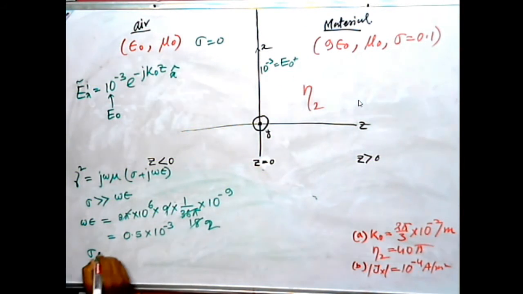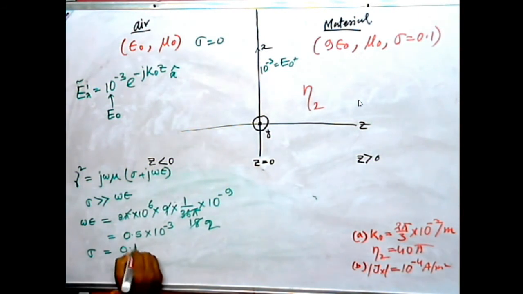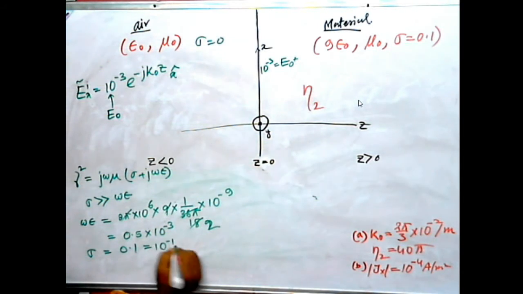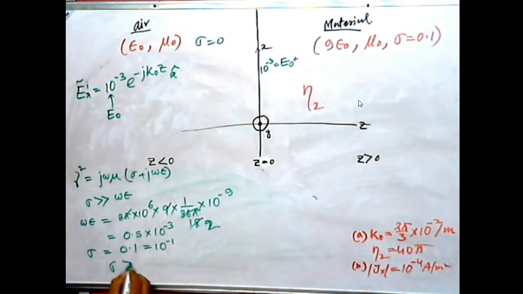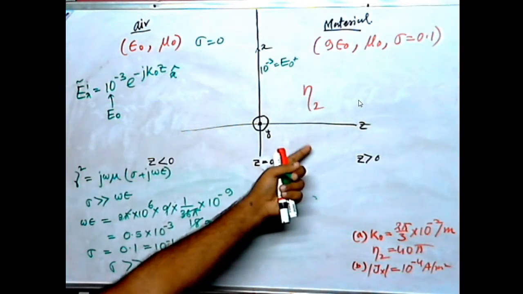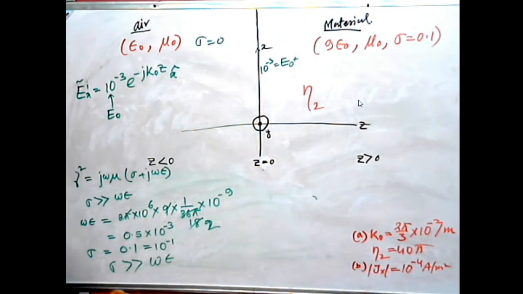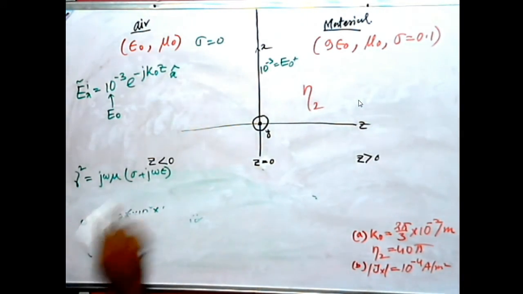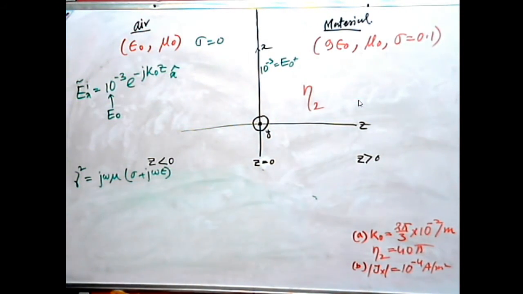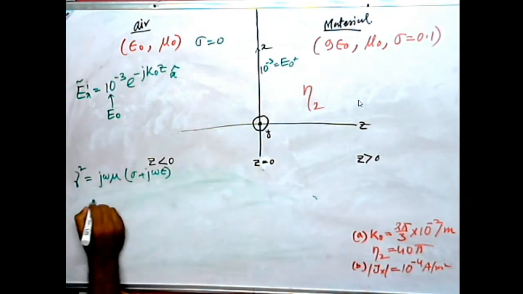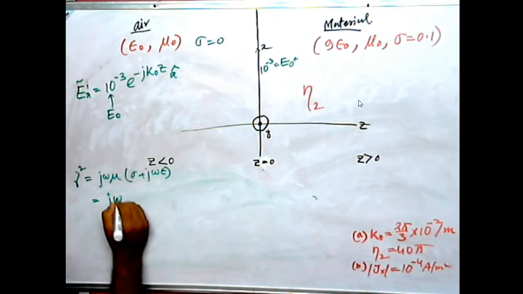And what is sigma? Sigma is basically 0.1, that is 10 to the power minus 1 Siemens per meter. So you can see this sigma is at least 10 times greater than omega epsilon, and if it is at least 10 times greater, then we can assume that this material is at least a good conductor. So now we can ignore this part. So you can write this basically as j omega mu sigma.